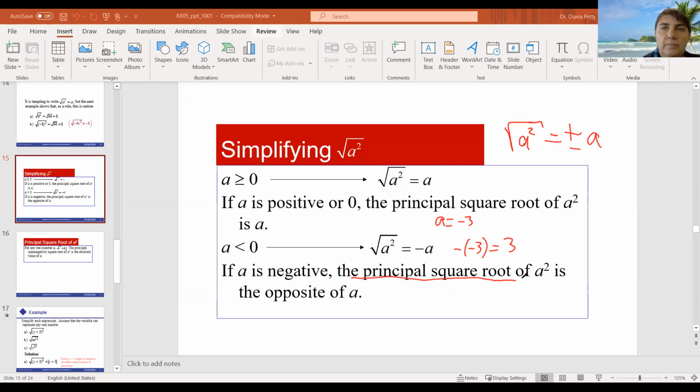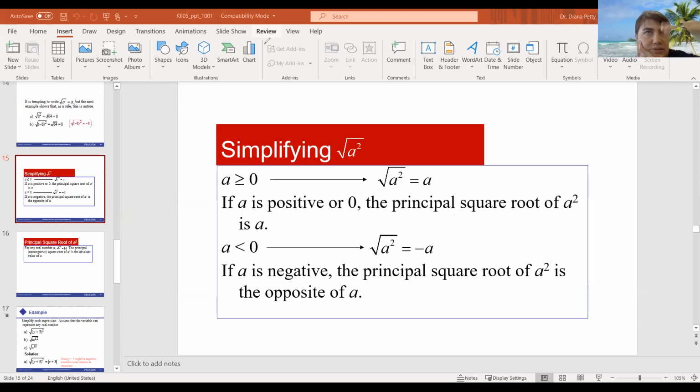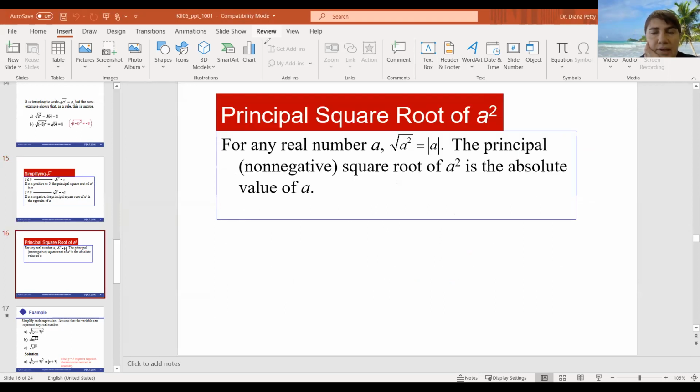So just remember, there is always plus and minus. If it's a letter, if it's a variable, it's always plus and minus in front wherever we get the square root. Or you can say this in other words, you can put absolute value around it. It's another way to say it.